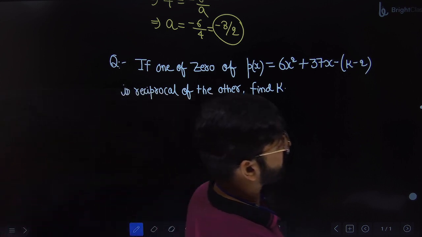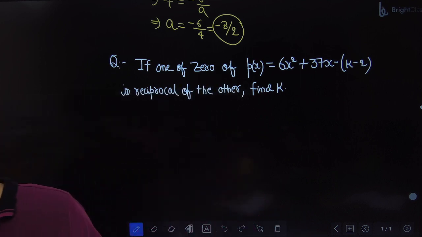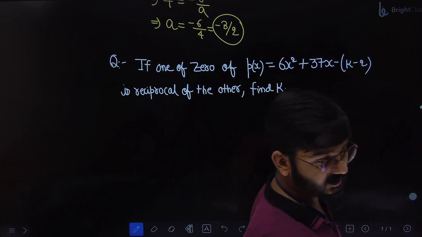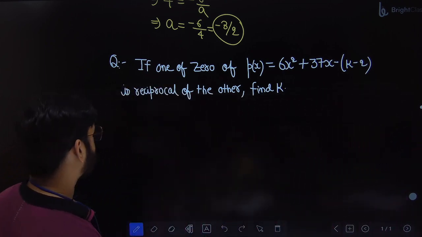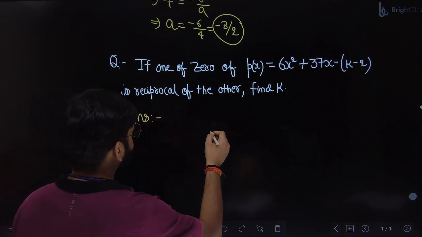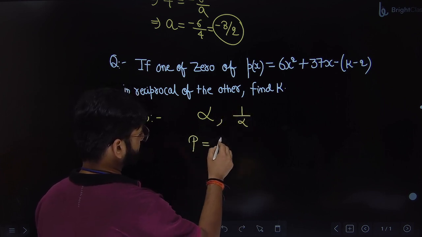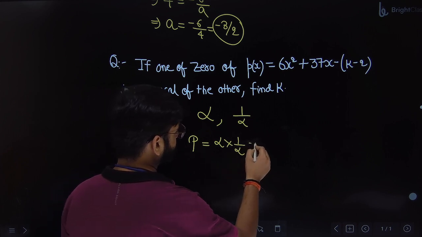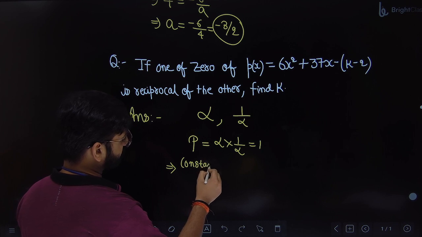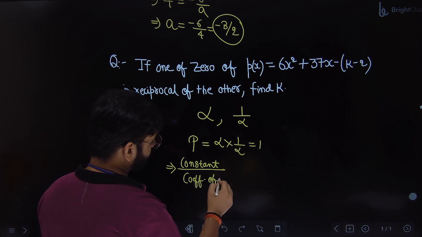So make a note of this point: whenever roots are reciprocal, their product should be 1, because suppose if one root is alpha, the other will be 1 by alpha. So alpha into 1 by alpha will be 1. So the first root is alpha, the other root is 1 by alpha. So product is alpha into 1 by alpha, which is 1. Product is constant term divided by coefficient of x square.